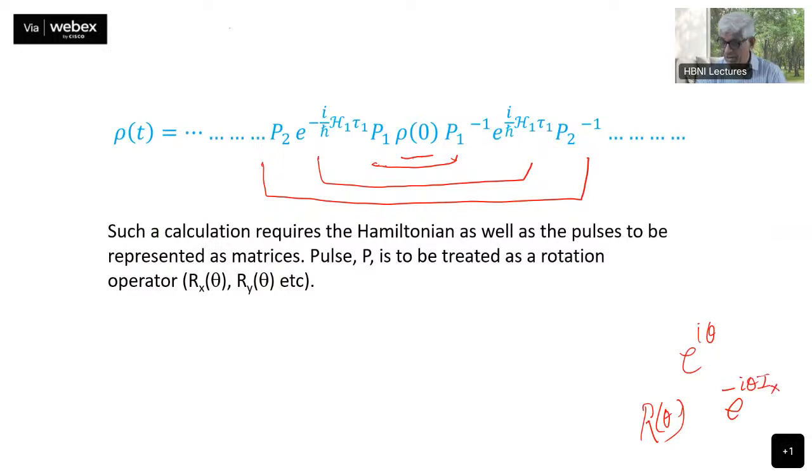If the pulse is applied along the x-axis, it is e to the minus i theta Ix. Applied on the y-axis, e to the minus i theta Iy, and so on. This can be derived. This also comes from the derivation of the density operator, but we will use this formula. One can do this explicitly, but of course, you will see quickly we will change over to avoiding this kind of explicit calculation.